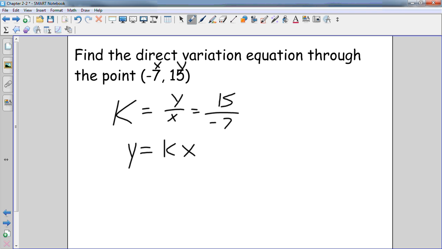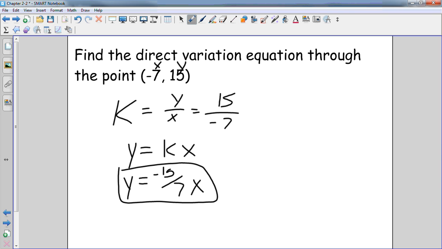So, Lacey, what do you get? Y equals negative 15 over 7 x, right? Don't forget that negative sign. Negative 15 over 7 x, and that is it. You are done with today.